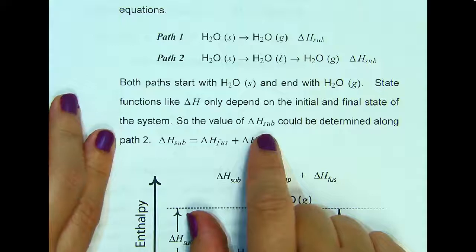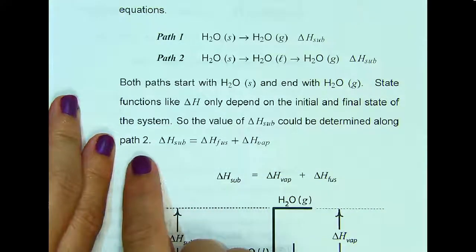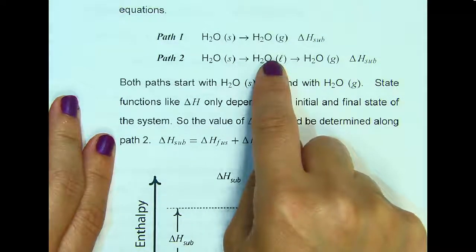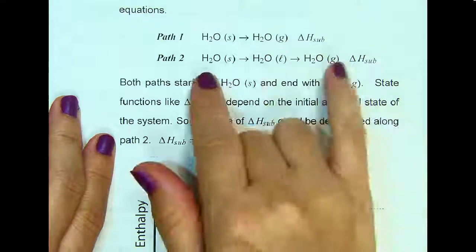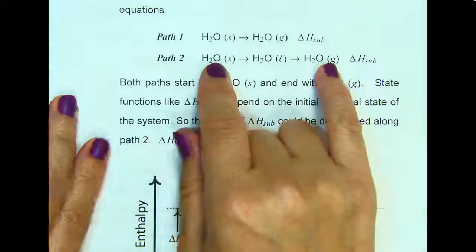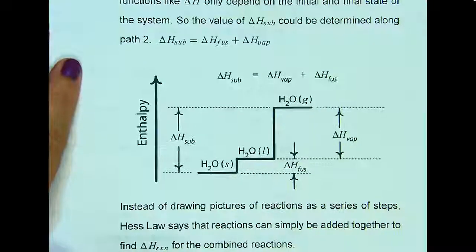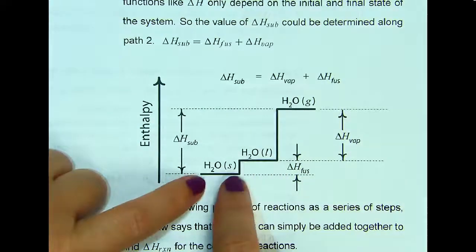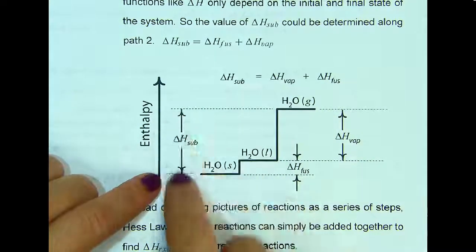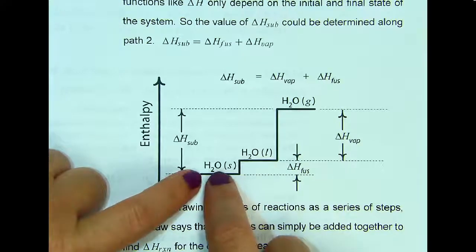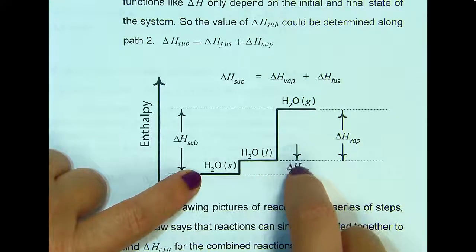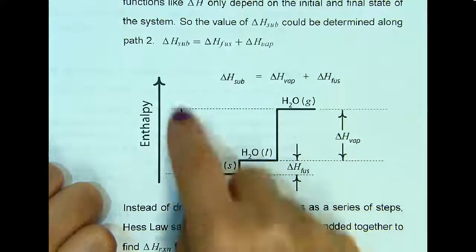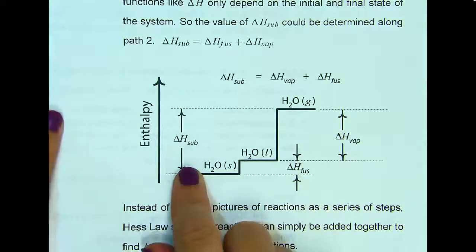So the value of delta H sublimation could be determined along path 2 if you were to combine the heat of fusion to go from solid to liquid and the heat of vaporization to go from liquid to gas. Combined, that equals the total delta H of sublimation. If we look at it in the stepladder graph, going straight from solid to gas would take this much heat. Or if you went from solid to liquid first, it would take this much, and then from liquid to gas, it would take this much. But if you combine these two, we still get the total overall amount of heat for the whole process.